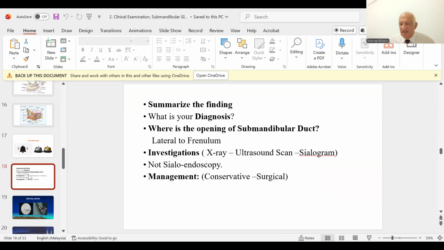Again, the investigation is either a panoramic X-ray or ultrasound. We don't use sialogram. We don't use endoscopy. We don't remove the stone in the duct by endoscopy. So we give the patient plenty of fluid, and if infected, antibiotic. If it's a big stone in the duct, open the duct and leave it open. If it is in the gland, remove the gland. Okay?